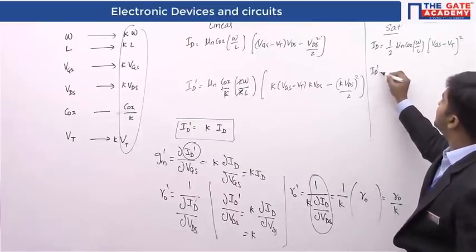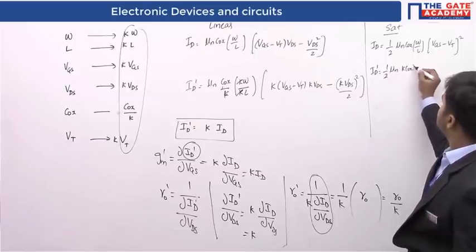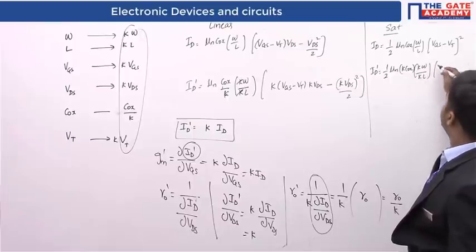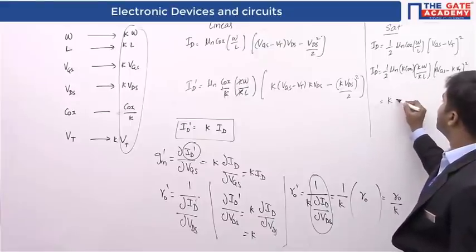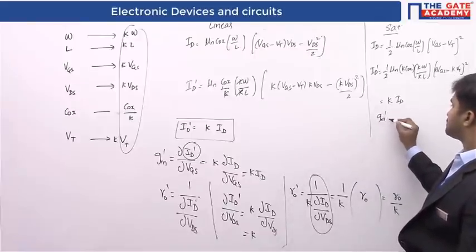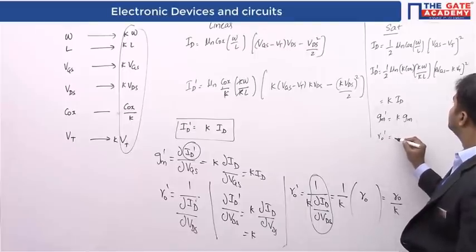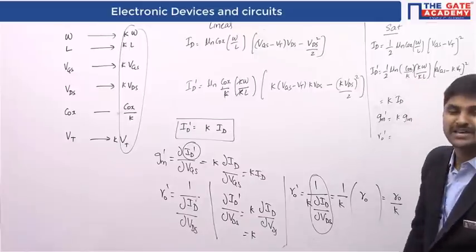ID dash, if you consider, then 1 by 2 mu n k COX into k W by KL, k times that of VGS minus k VT whole square. So if k comes outside, again it's going to be k times that of ID. Same with that of GM. GM dash is going to be k times that of GM, and R naught dash is going to be COX by K.